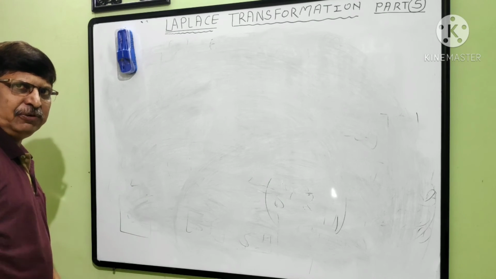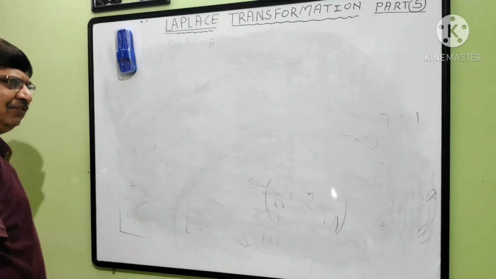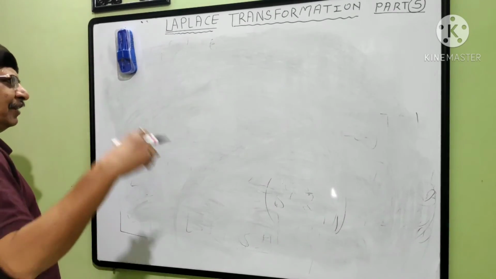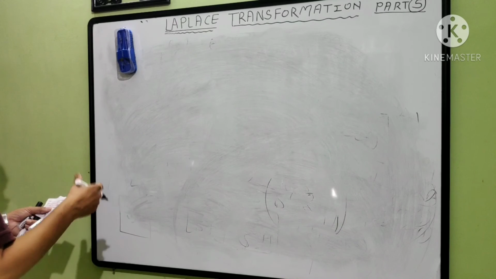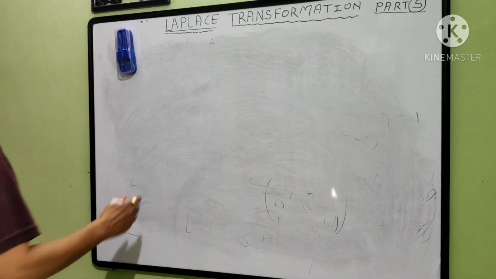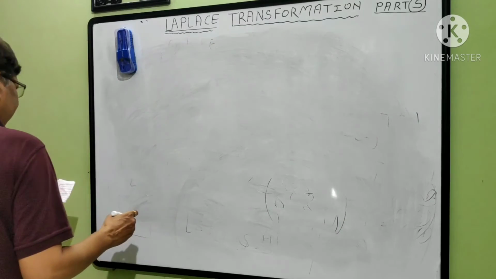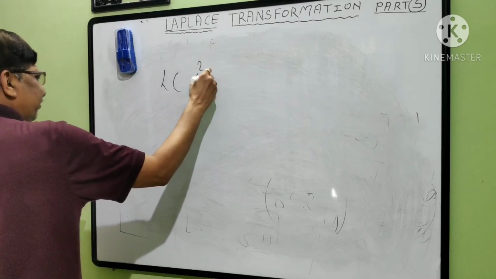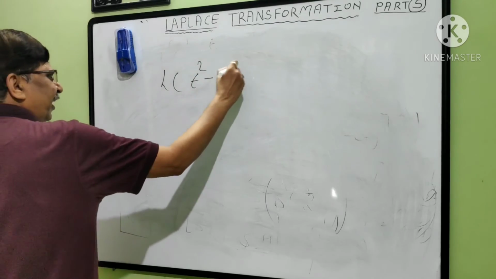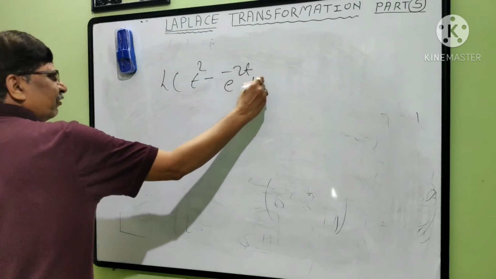Okay, now I will give some examples to practice. Before that, I am going to take another problem. Right now it is only revision. Find the Laplace transformation of t square minus e raised to minus 2t plus e raised to t.